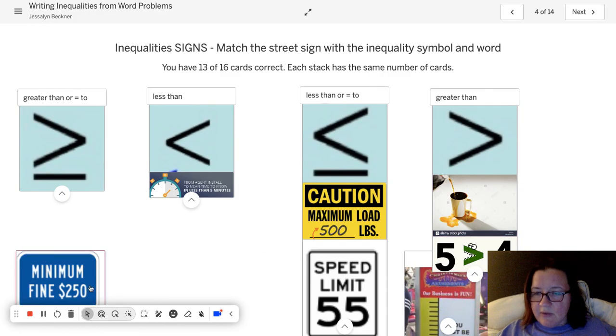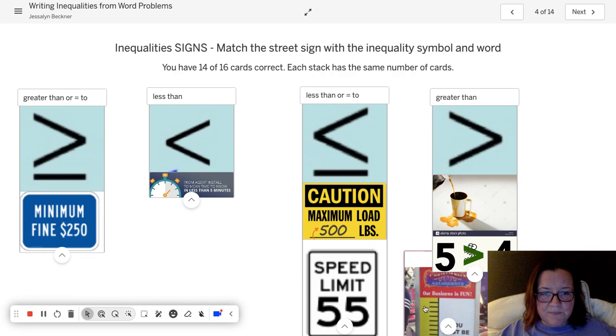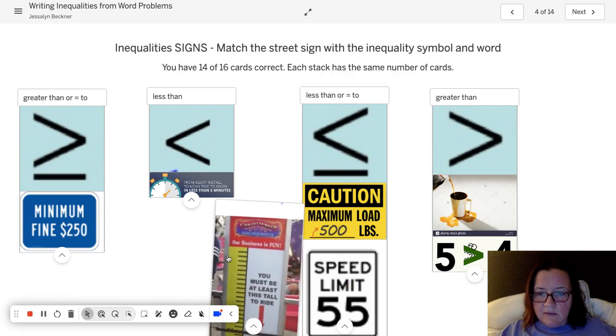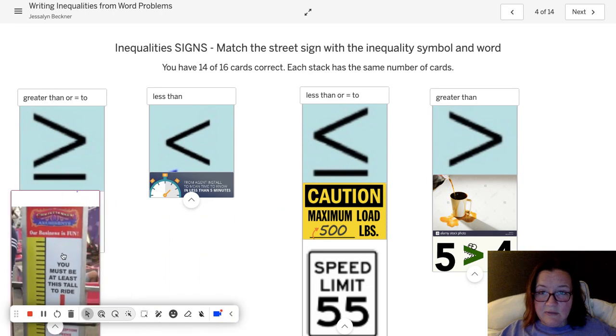Okay, next one, minimum fine. We know minimum is the opposite of maximum. So the least amount that you'll be charged is 250. 250 or more. So greater than or equal to 250. All right, we've got one more, I think. We've got this guy. It says you must be at least this tall to ride. You can be taller, but you can't be short. So we're going to say greater than or equal to.